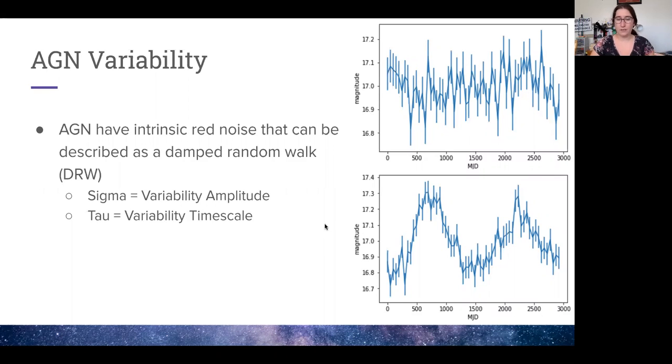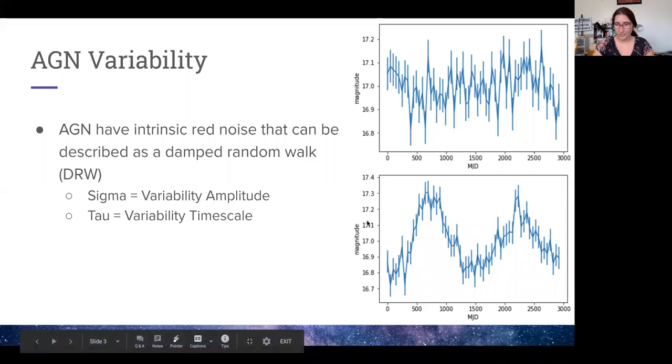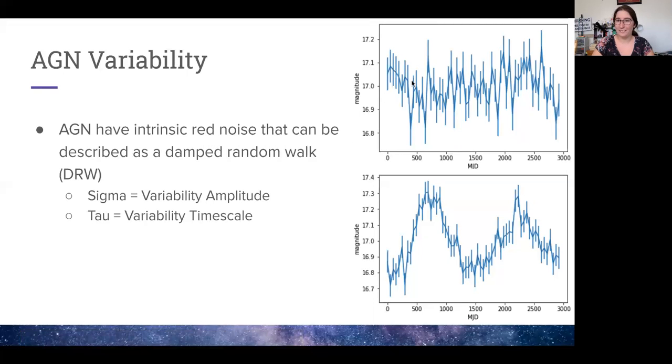But both of these AGN that I've simulated only have noise in them, even though the bottom one looks very different from the top one. So this one is a little bit more flat and random, and this one really seems to wander. It almost looks like there might be some sort of periodicity in there. But all that's in there is the damped random walk, and that can be described through two parameters. So sigma is the variability amplitude, so how big is this variance in the brightness, and tau is the time scale of this variability, so how long does it take to return to zero after wandering away.